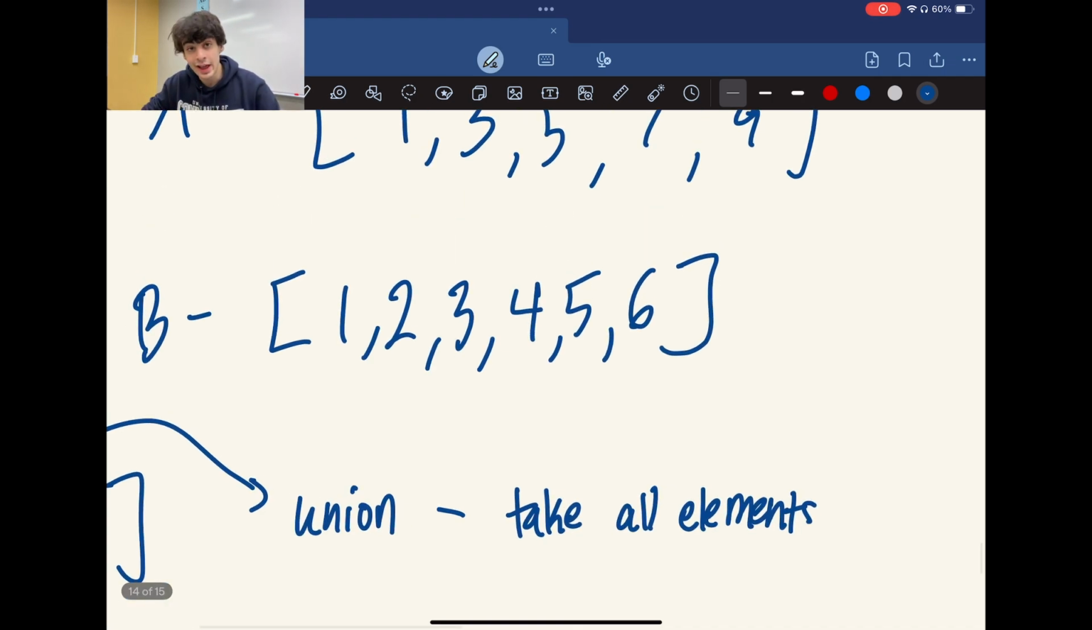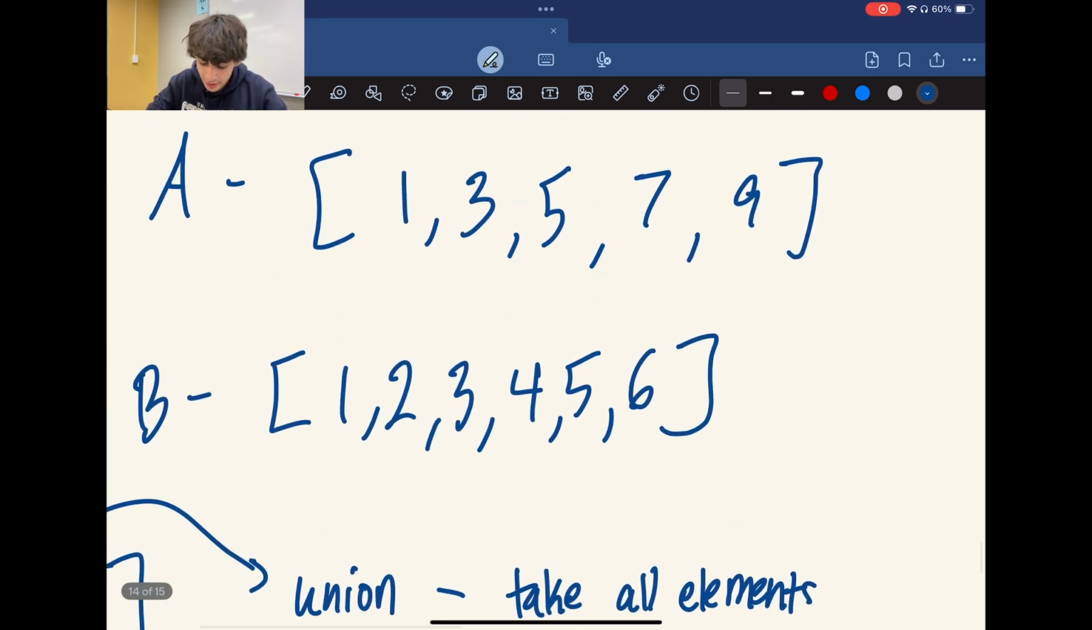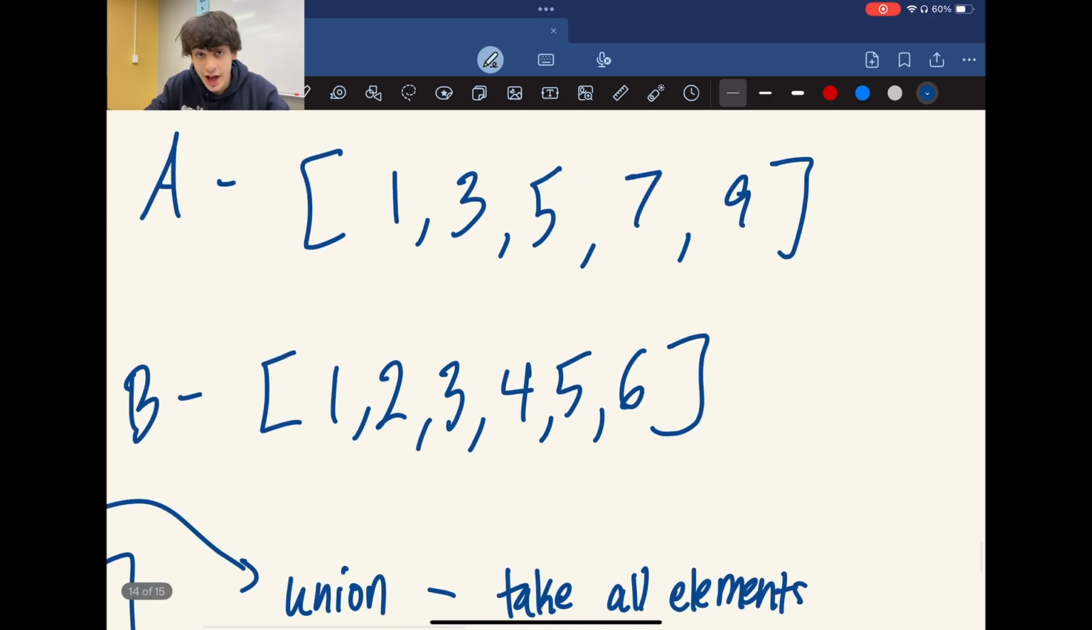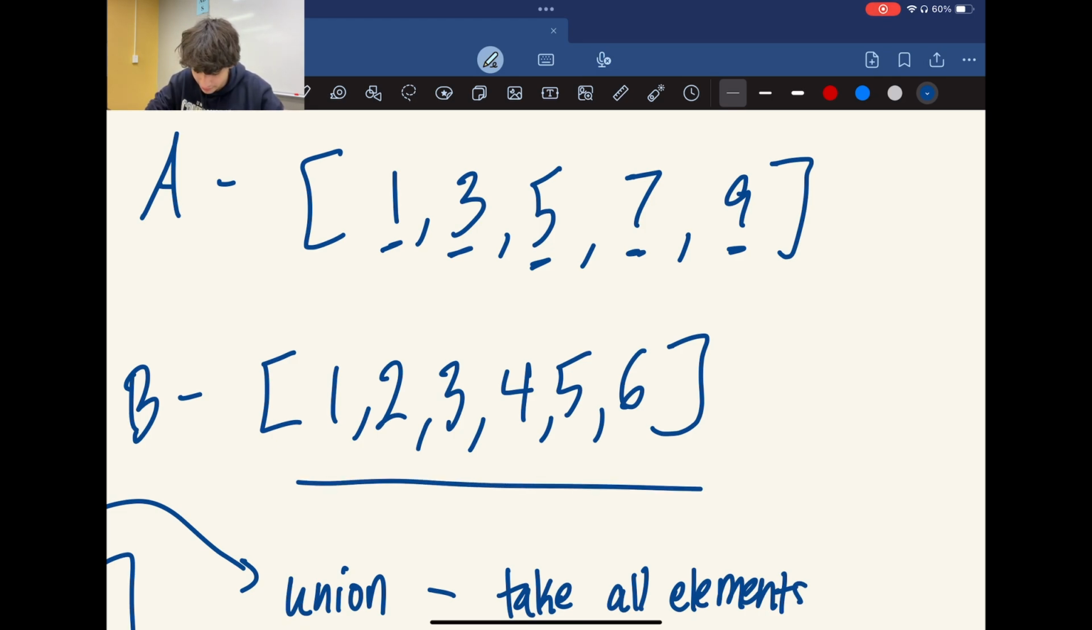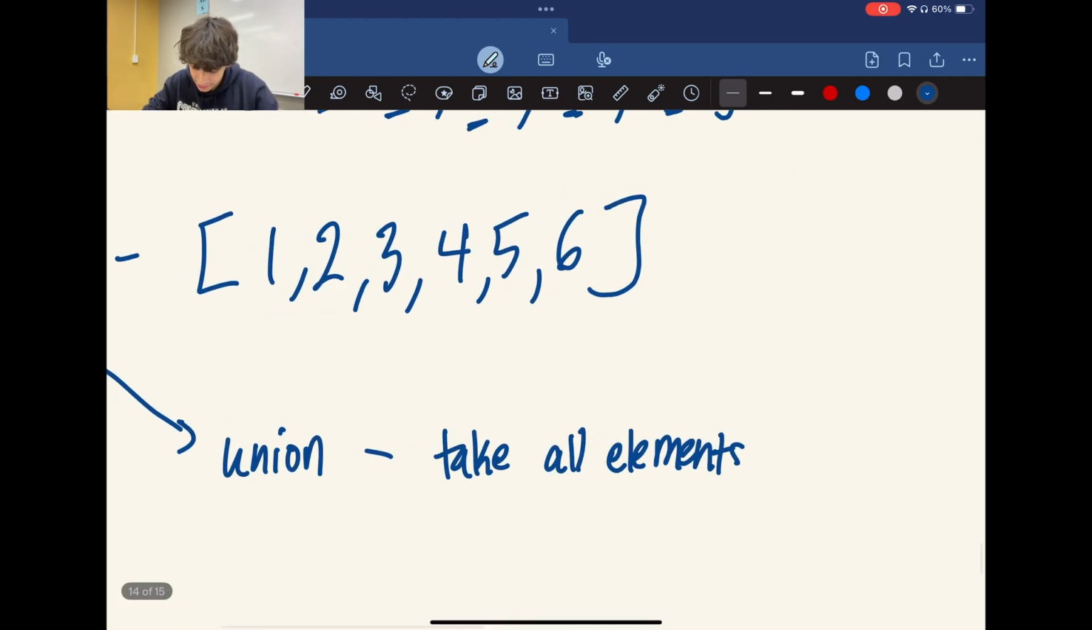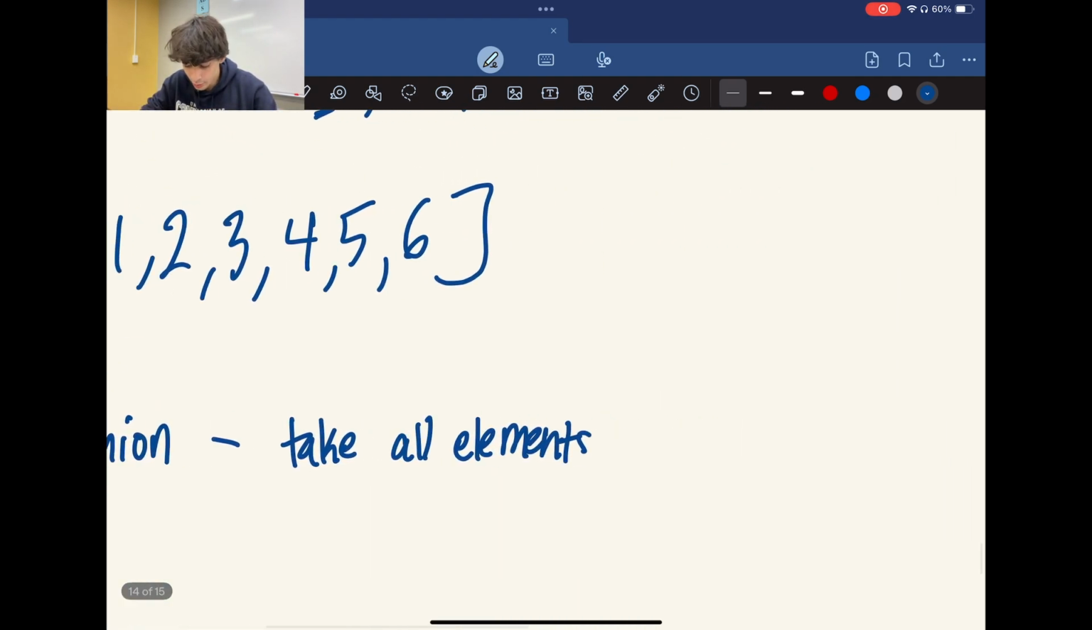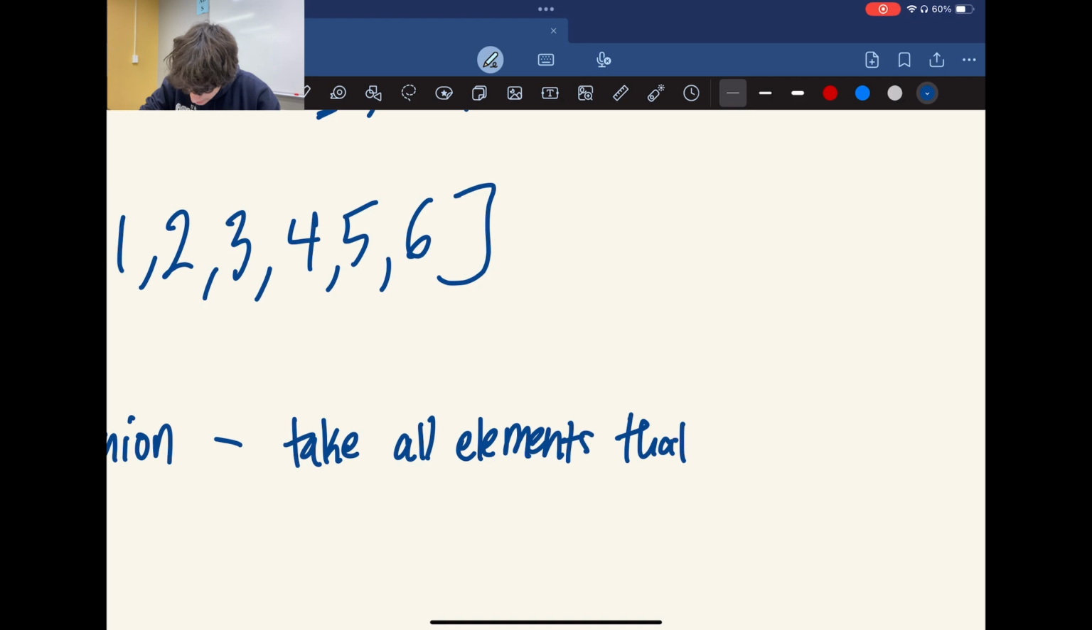And to define elements, for those who aren't familiar, in set A, we have 5 elements. Element 1 is the number 1, element 2 is 3, element 3 is the number 5, element 4 is the number 7, and element 5 is the number 9. And the same thing goes for below. In this case, we have 6 elements, and element 1 is 1, element 2 is 2, and we go so on to 6. So to calculate for a union, we're going to take all elements that appear in either set.